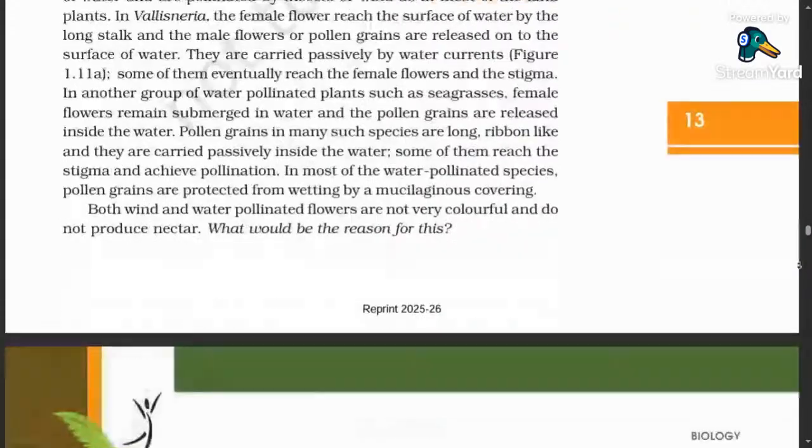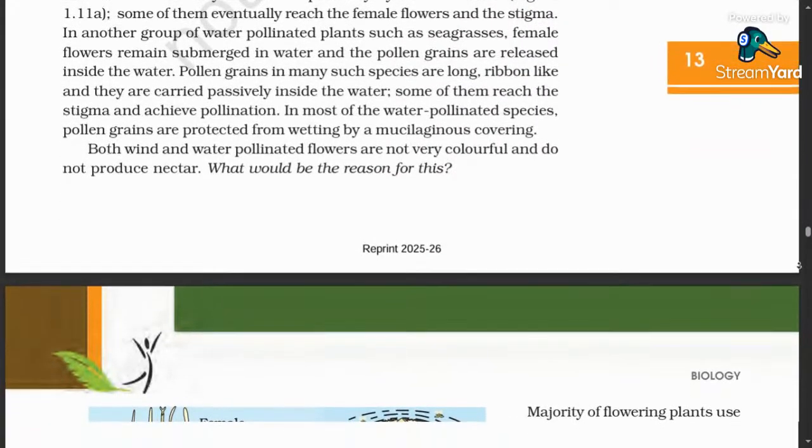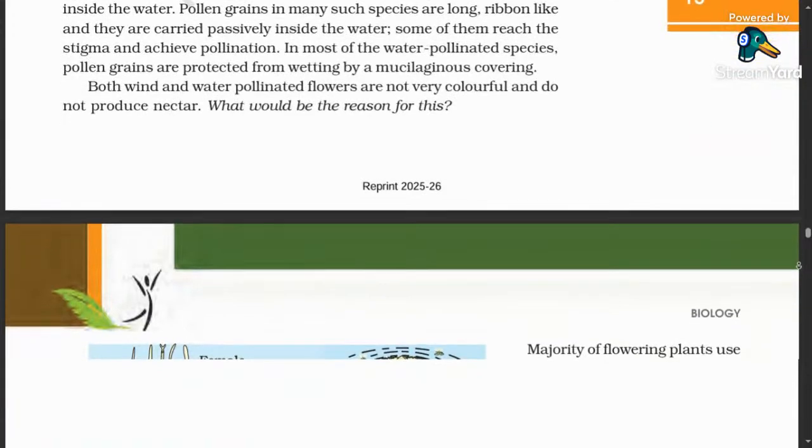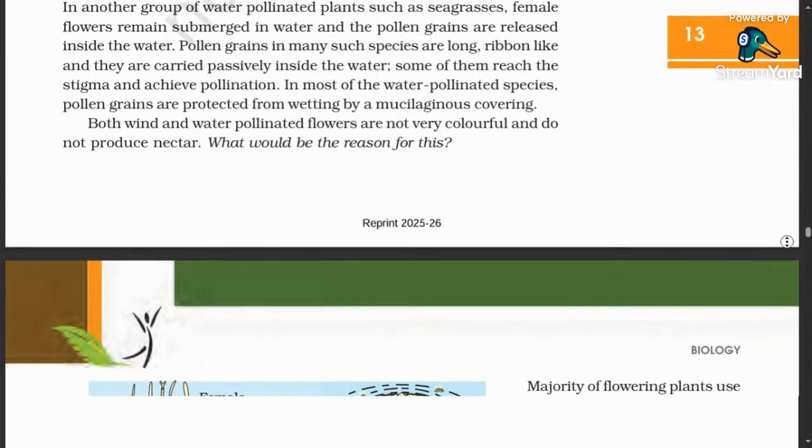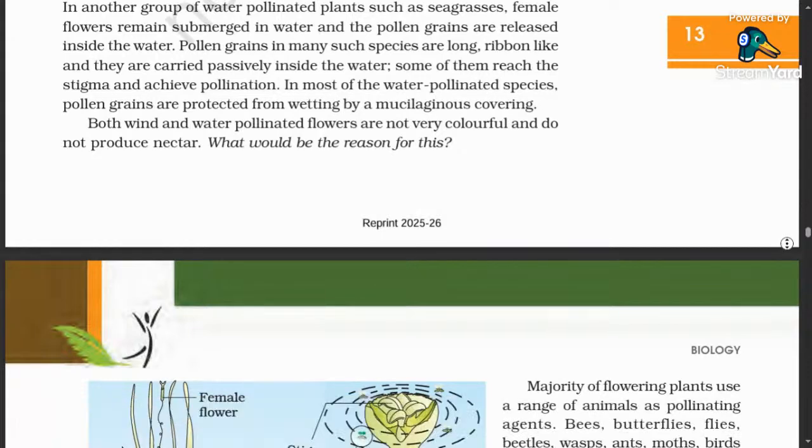Both wind and water-pollinated flowers are not very colorful and do not produce nectar. What would be the reason for this? The majority of flowering plants use a range of animals as pollinating agents. Bees, butterflies, flies, beetles, wasps, ants, moths, birds, sunbirds, hummingbirds, and bats are the common pollinating agents.